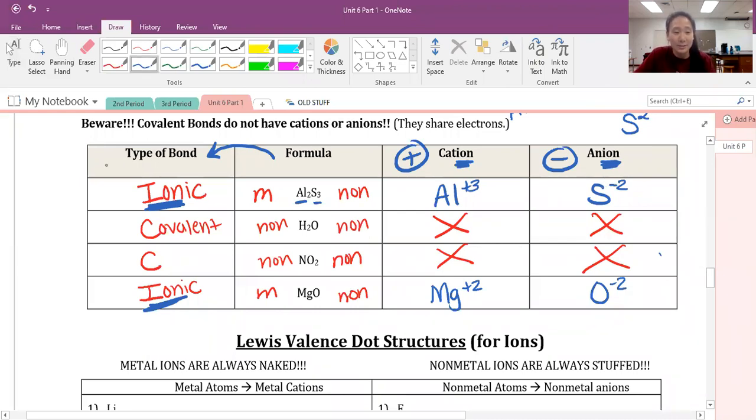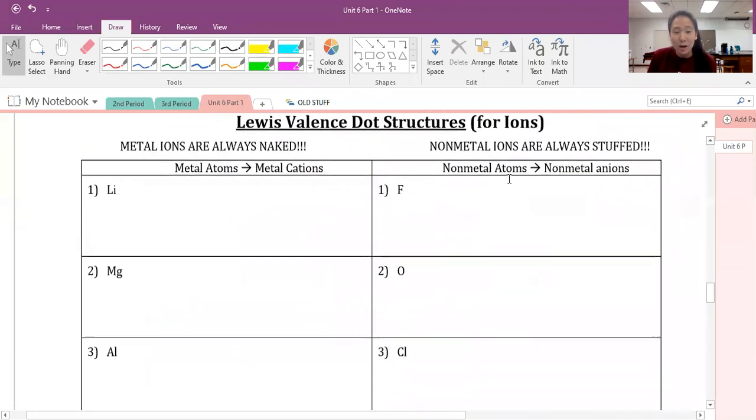In this chart, you're not going to see a metallic bond because they don't have any cations or anions or anything like that. And the most popular 2 types of bonds we're going to see is the difference between ionic and covalent. Okay, so now we're going to move on to Lewis dot structures. Okay, and we're going to keep it simple. Okay, so let's talk about what they're going to look like.